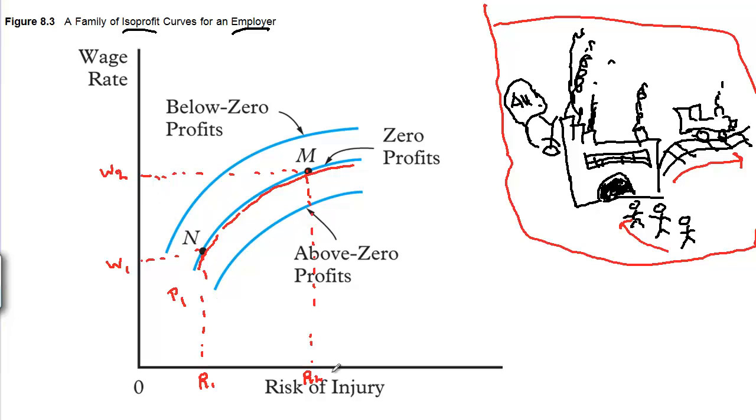And so if this employer sets up his factory so that the risk level is R2, then the employer is going to have to pay his workers a higher wage rate. On the other hand, if the employer sets up his factory where the risk in the factory is lower at R1, the employer will get to pay a lower wage rate. And so the question becomes, why would the employer ever choose point M instead of point N?